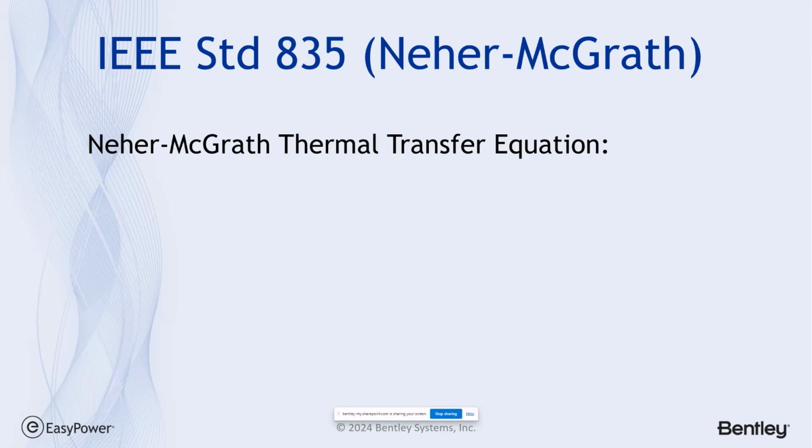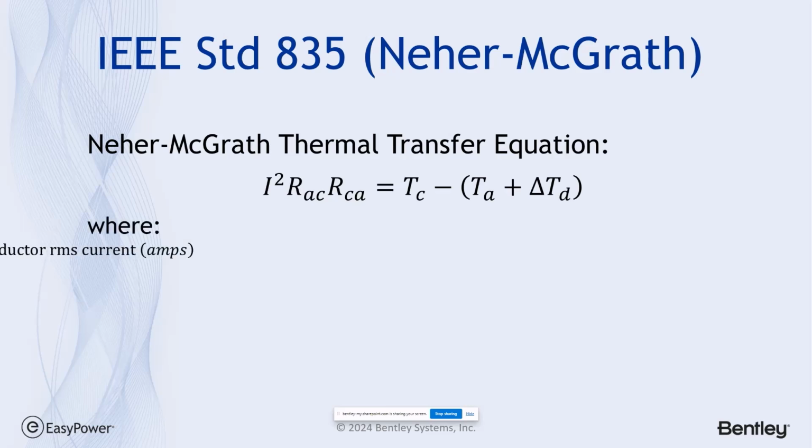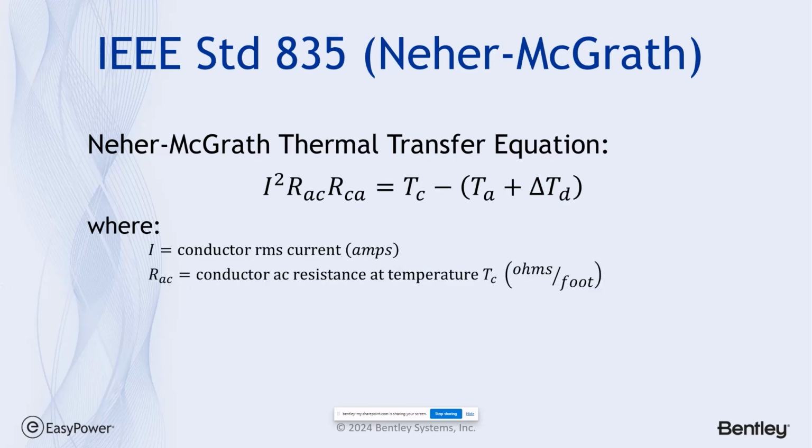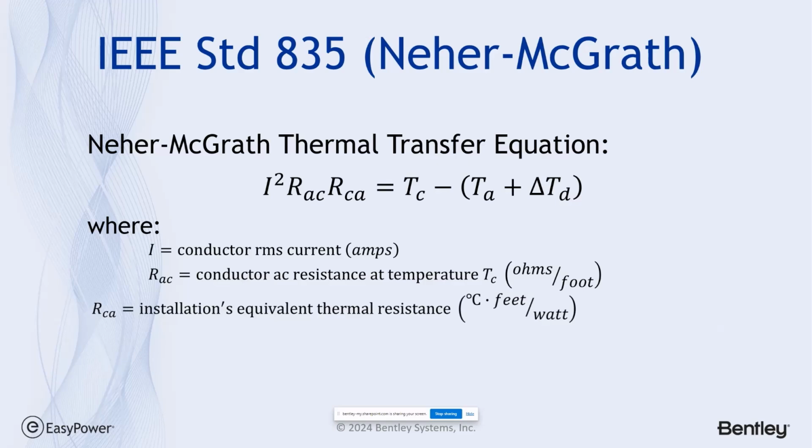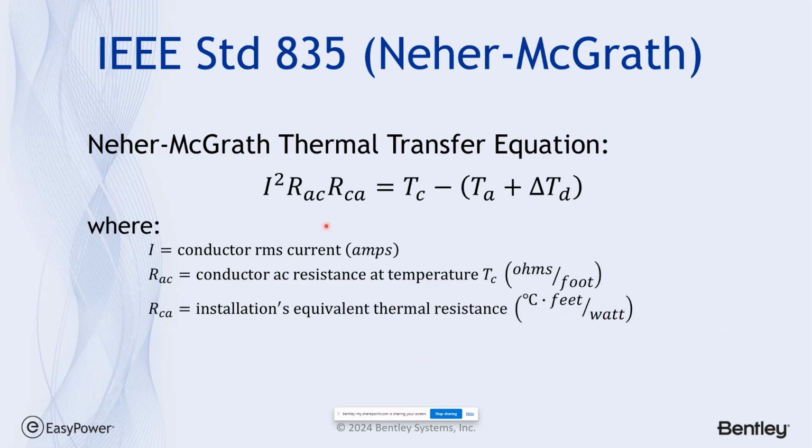Hopefully the math on these next two slides won't be too egregious, but we'll go through it anyway. Based on that previous slide, the heat transfer circuit, we can write the Neher-McGrath equation in this form, where we've got conductor current multiplied by resistance to give us our I squared R losses, then again multiplied by the thermal resistance of our circuit, and that's going to be equal to the difference in temperature between our conductors, what they ultimately will rise to when they're conducting load currents, and then the ambient temperature.